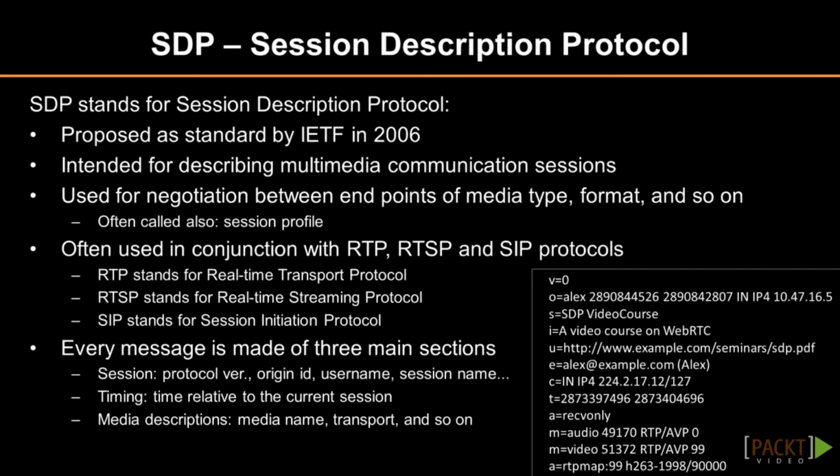Returning to SDP, as you can see from the snippet on the right side of the slide, every message is made of three main sections. Session, where we can find the protocol version, in this case 0, the origin ID, username, session name, and other description. Timing, which is the time relative to the current session, and media description such as media name, transport, type, and so on. We have now completed this section.